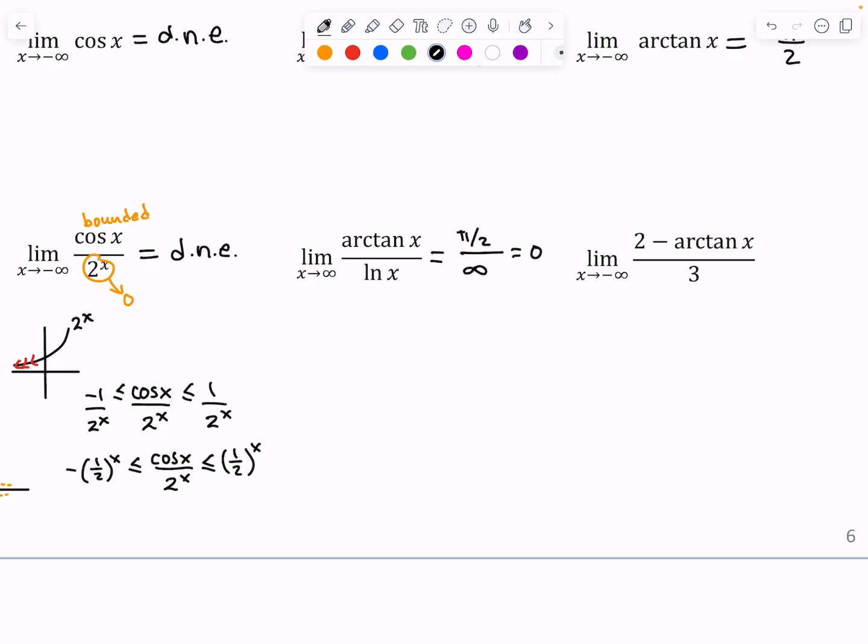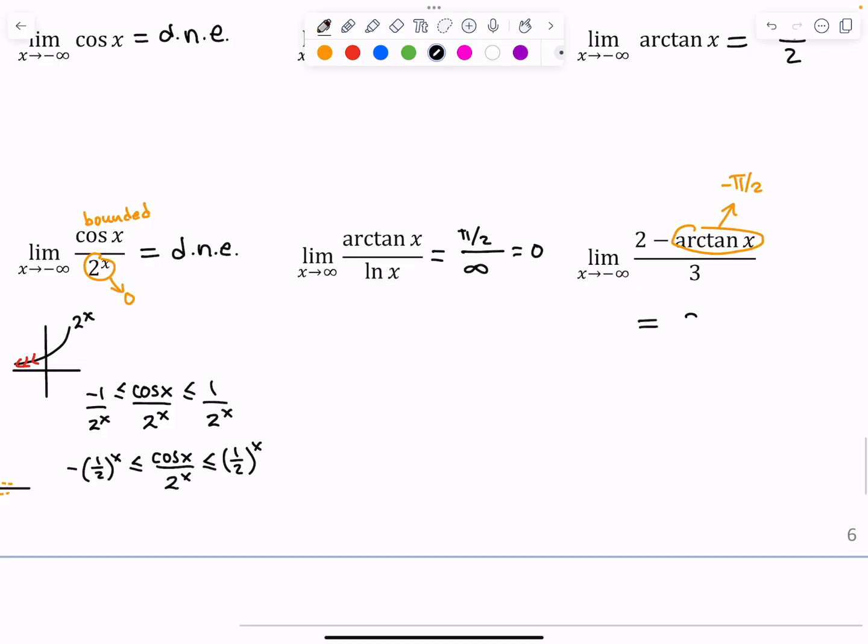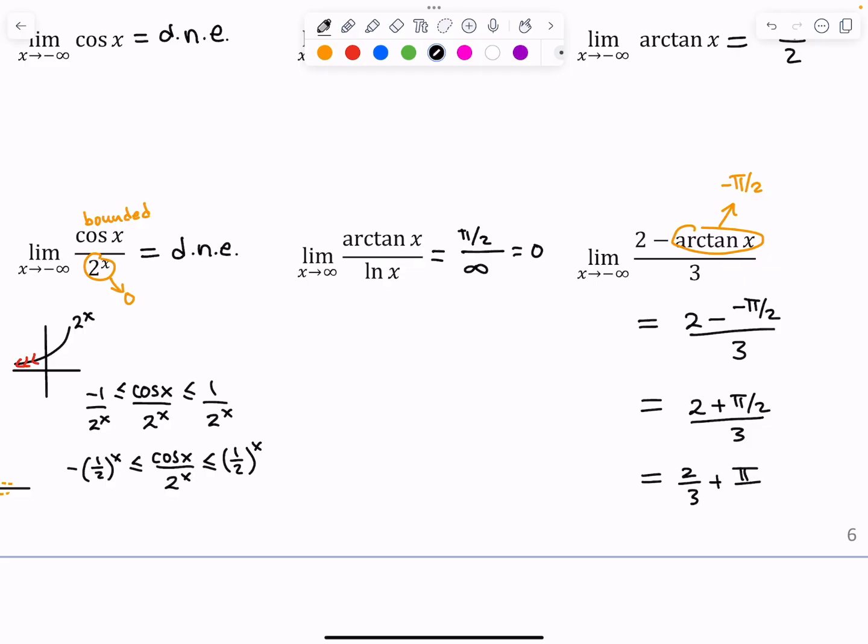And our last example, x is going to negative infinity. I just see an arctangent of x right here. This will approach negative pi halves. So the value of this limit will be 2 minus negative pi halves over 3, giving us 2 plus pi halves over 3. You could divide each of these by 3 if you want and say 2/3 plus pi sixth.